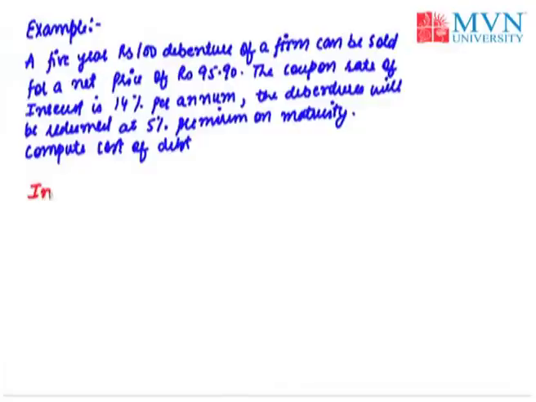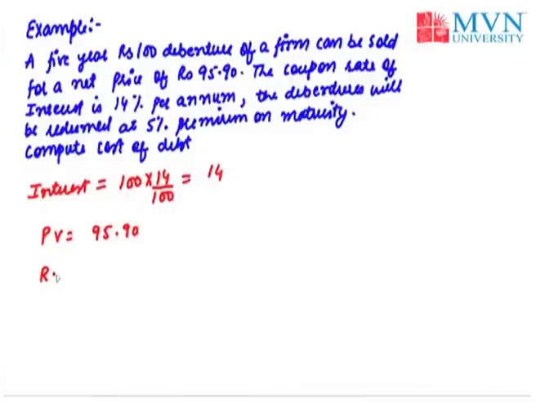Now in this question, the interest is equal to rupees 14, that is 14% of 100, and the present value of debt is given as rupees 95.90. However, it has been given that the debt is going to be redeemed at a premium of 5%. Therefore, the redeemable value of debt will be 100 plus a premium of 5%. Therefore, the value of debt after 5 years will be 105.